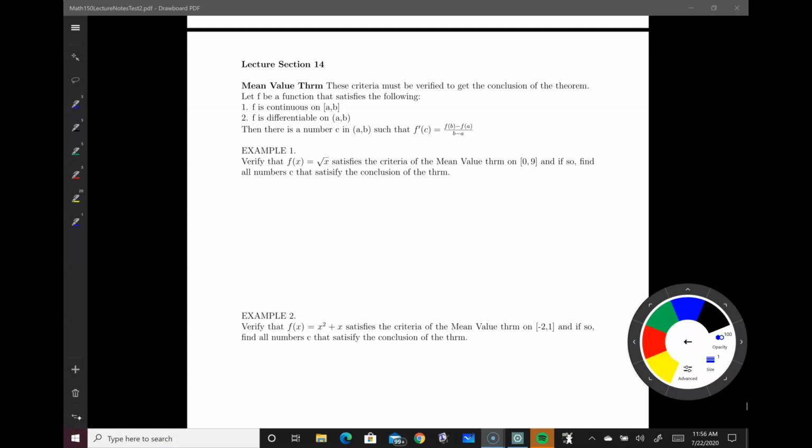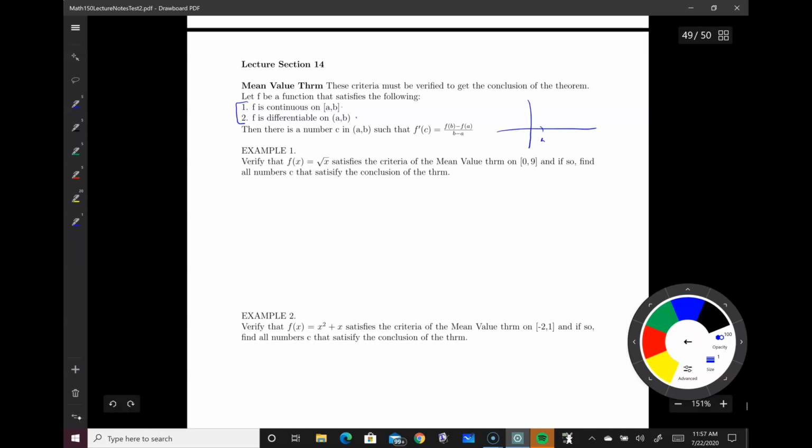All right, moving on to our mean value theorem. So here we go. This has two criteria, not one, like Rolle's theorem. What this is saying is that as long as the function is differentiable and continuous, then I have, and I'm going to try to draw a picture here.